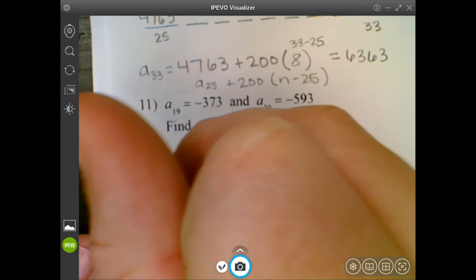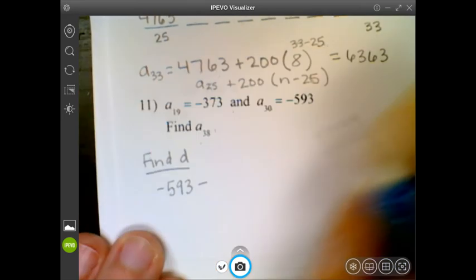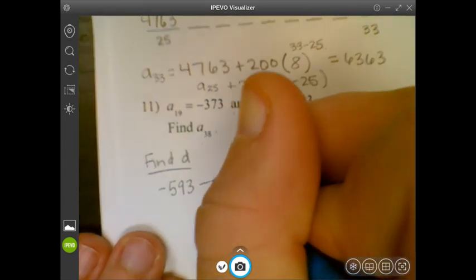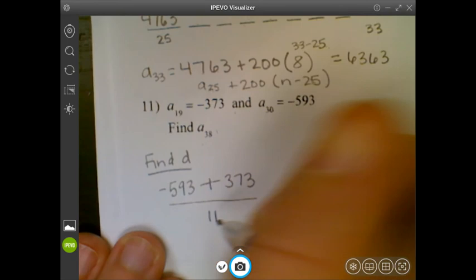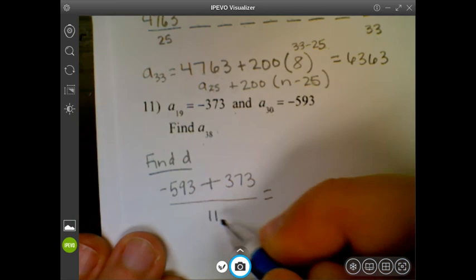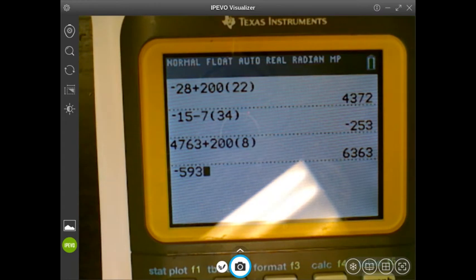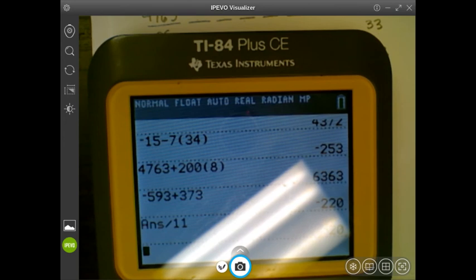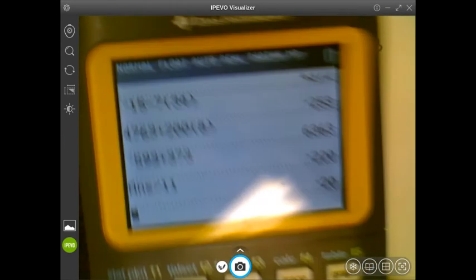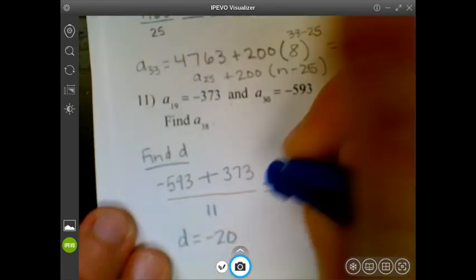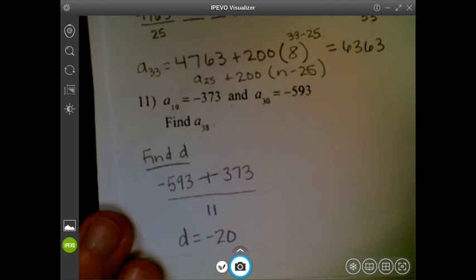So they went negative 593 minus negative 373, and that turns into a plus. They divided by 11, 11 being 30 minus 19, to figure out the constant that happened every single time. So negative 593 plus 373, then divided by 11, and they got negative 20. That means the common difference is negative 20.